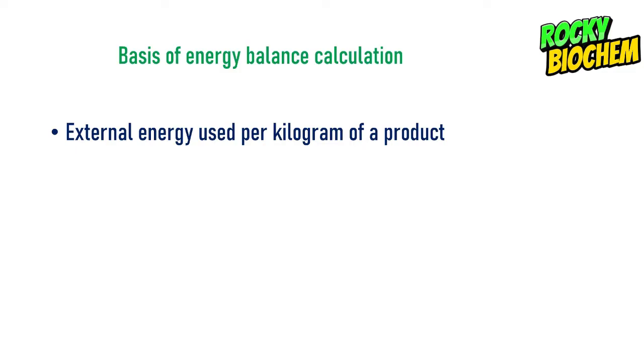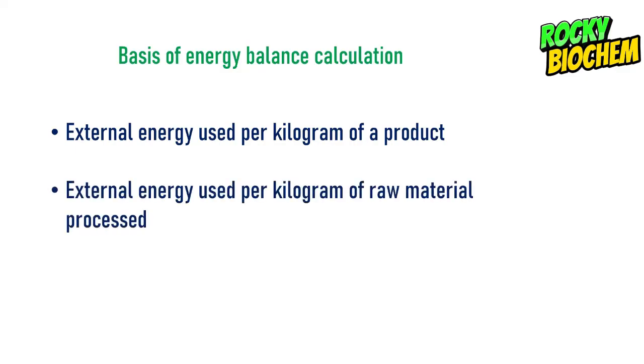So in those situations, what you have to do is just divide the total energy that we use to produce the product by the flow rate of the product, and that will give you the energy used per kilogram of a product. So you can use that to perform your calculation. Likewise, we can base on what you call external energy used per kilogram of raw material. That is, we can perform the calculation by basing on the external energy that we use to process a particular raw material to give us that particular final product.